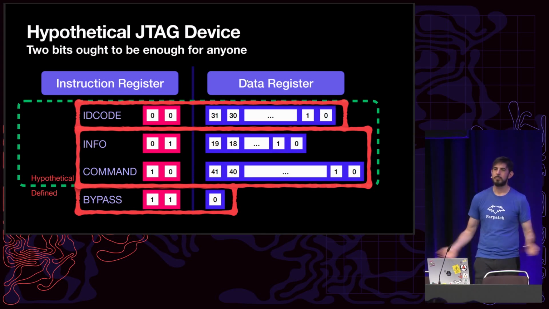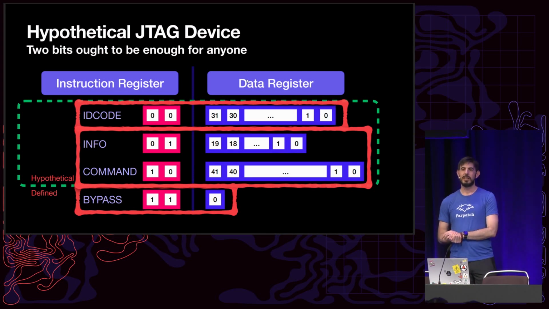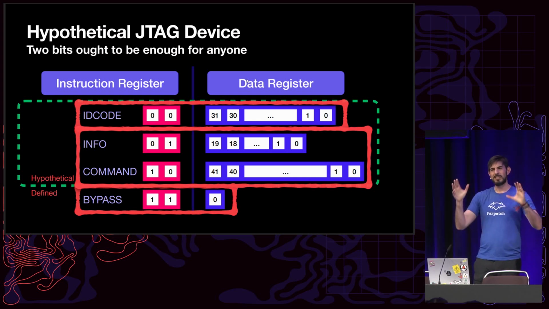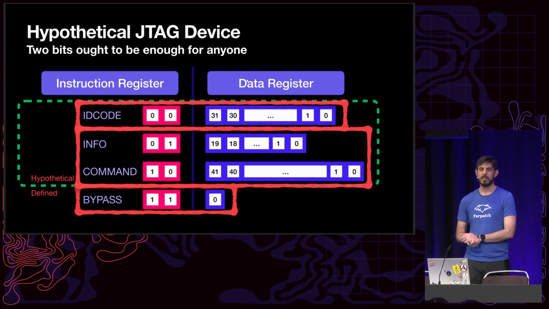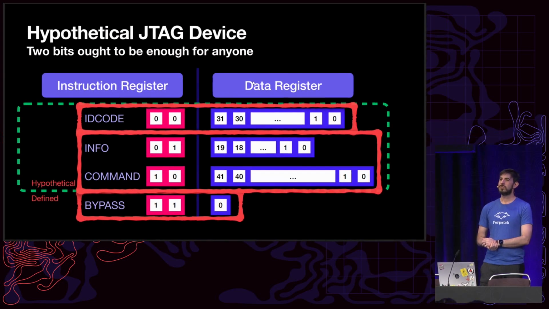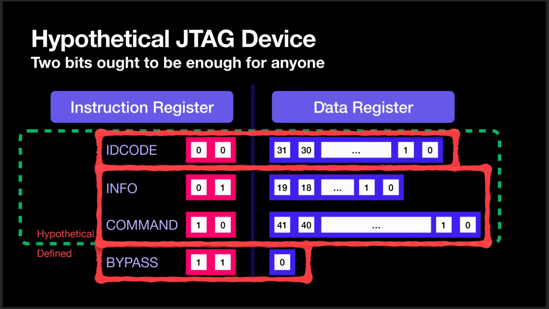So I'm just going to come up with this hypothetical JTAG device. This JTAG device doesn't exist, but in this hypothetical JTAG device, there are 2 bits in the instruction register. The important thing to note here is that instruction registers always have the same bit width for every device on the bus, but the bit width varies depending on which device you're talking to. Our device has 2 bits, which ought to be enough for anyone, really.